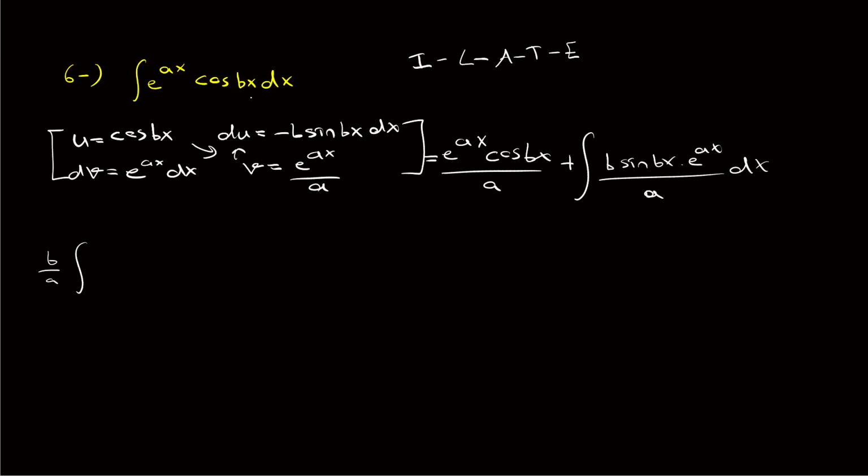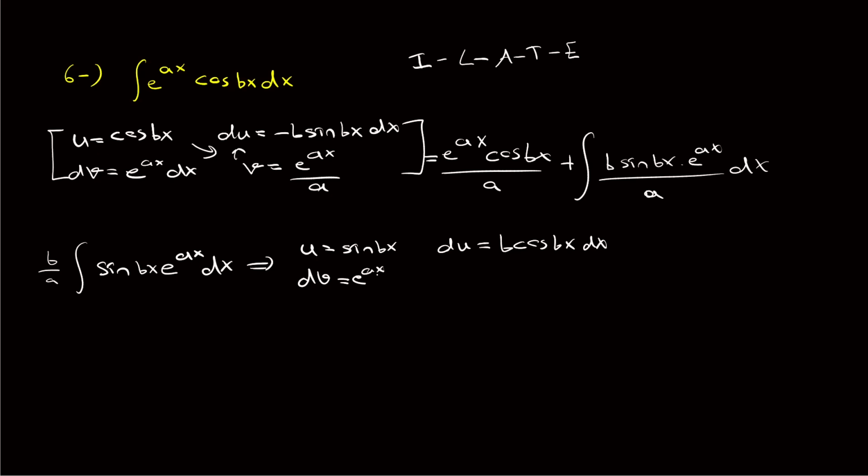Of course, a and b here are real numbers. I have sine of bx e to the ax dx. Again, to this, I have to apply integration by parts. U is going to be sine b of x. Du is going to be, I forgot the b, oops, b cosine b of x dx. dv is going to be e to the ax dx. So v is equal to e to the ax over a.